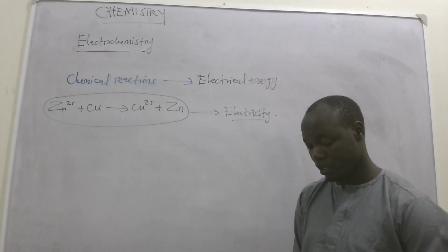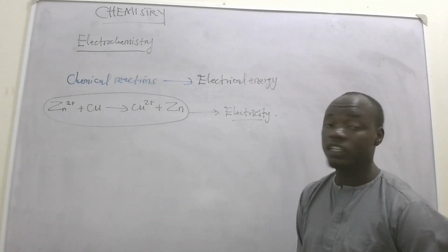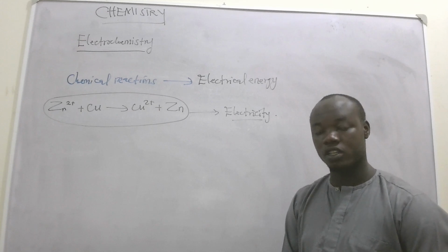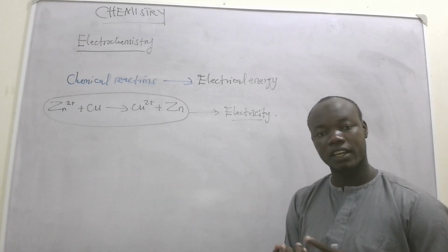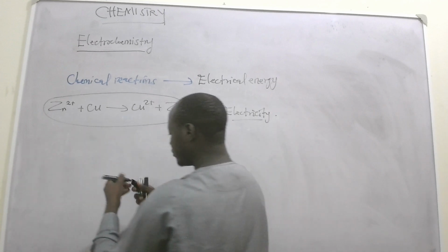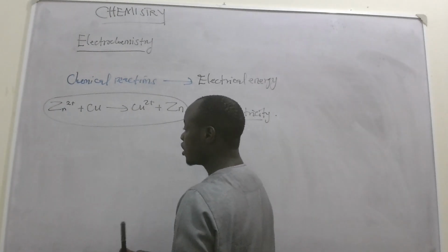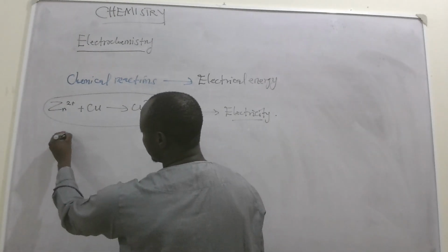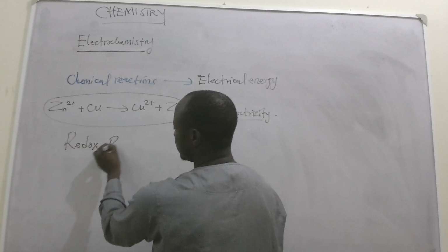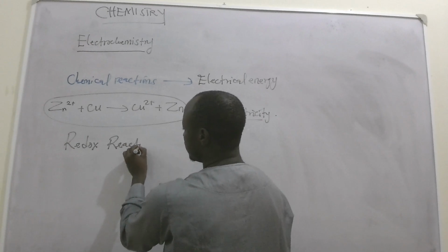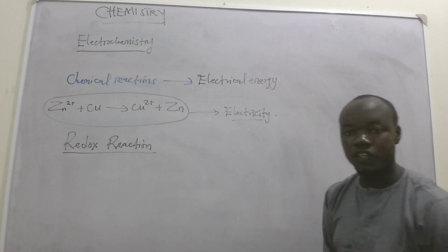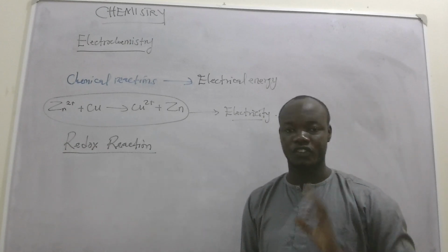In this video, we are going to look at the different aspects of electrochemistry. We are starting with redox reaction, and then galvanic cell. For now, let's start with the redox reaction. What is a redox reaction?